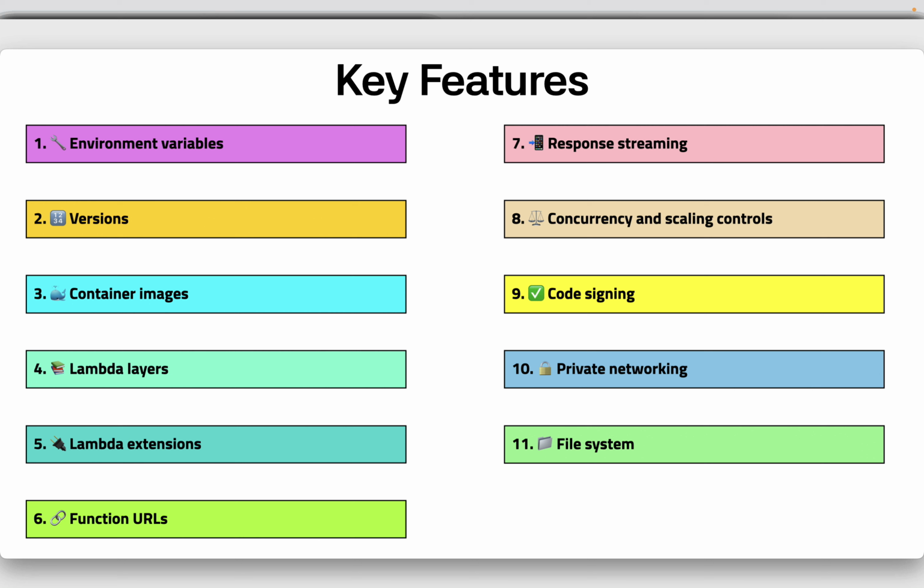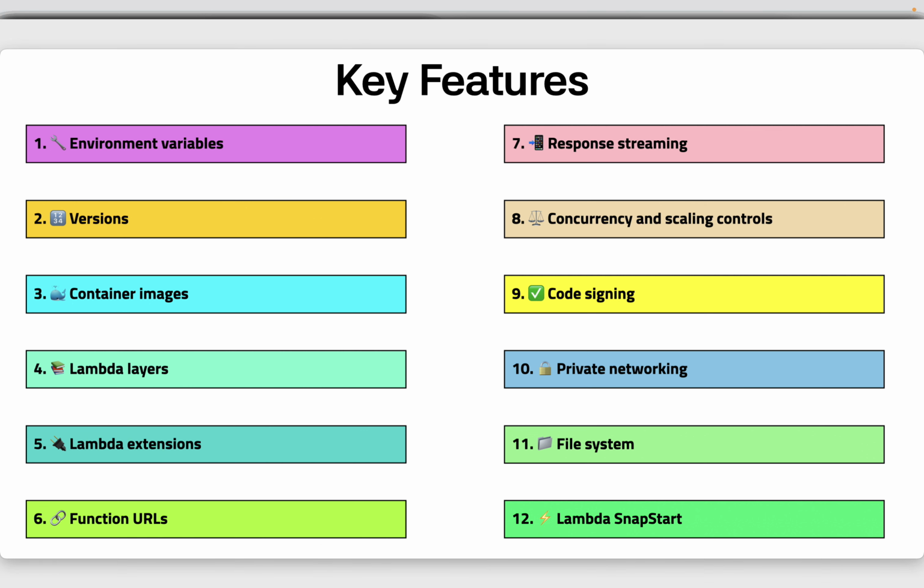Next feature is file system. So you can configure a function to mount an Amazon Elastic File System to a local directory so that your function code can access and modify shared resources safely and at high concurrency. 12th feature is Lambda SnapStart. So Lambda SnapStart can provide as low as sub-second startup performance, typically with the Lambda function.